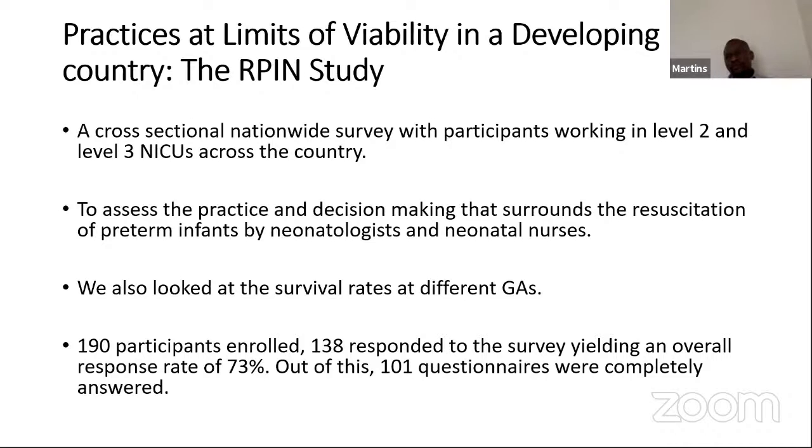We had situations where some of the questionnaires were not complete in terms of the answers. Some would answer half or midway and then skip it. So that was also one of our limitations in the study. Next slide.